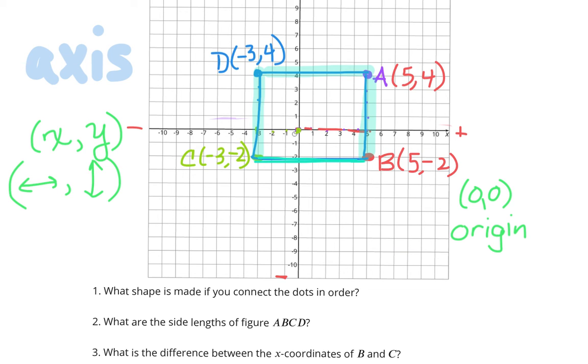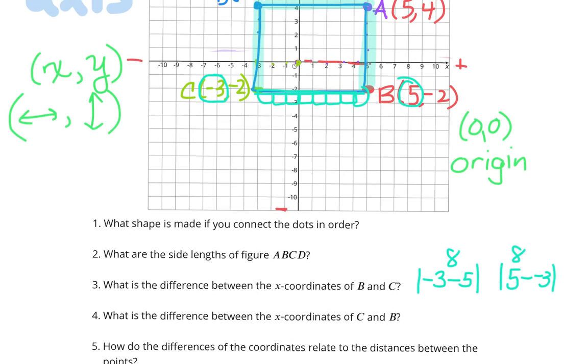Question 3 says, what's the difference between the x-coordinates of B and C? Well, the x-coordinate of B is negative 3. The x-coordinate of C is 5. The distance between those is 1, 2, 3, 1, 2, 3, 4, 5 would be 8 units. That comes from the absolute value, remember we talked about that, of negative 3 minus 5, or the absolute value of 5 minus negative 3. How far between them? It's 8 units. So that absolute value symbol comes into play here.